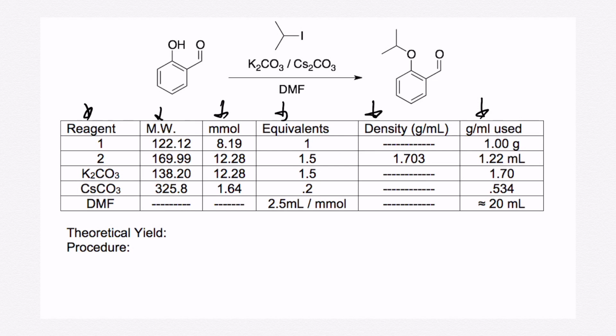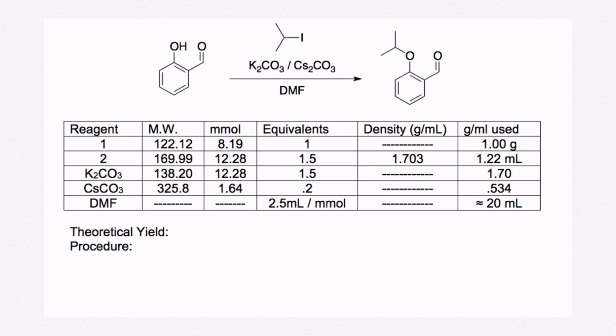So to start filling it in, in this case, I'm going to be using 1 gram of salicylaldehyde as my starting material. So if I set that to 1 gram, I'm going to find how many millimoles that correlates to by dividing 1 by 122.12, and then that's going to give me 8.19 millimoles.